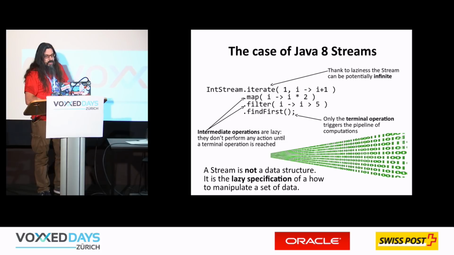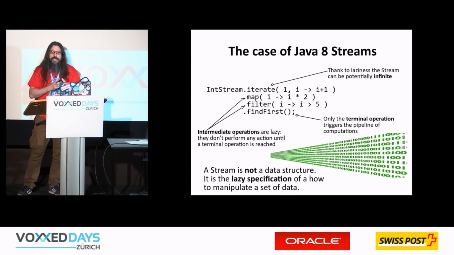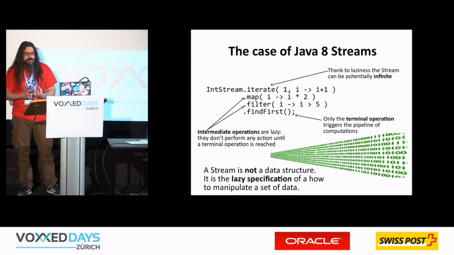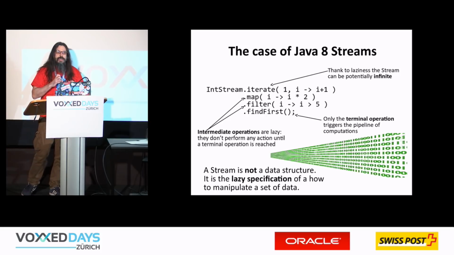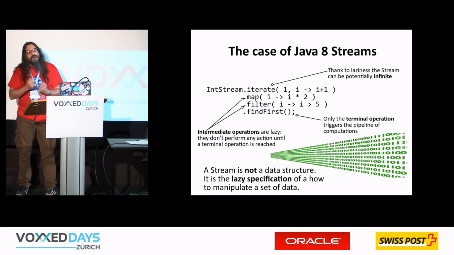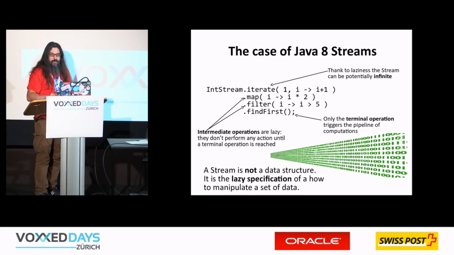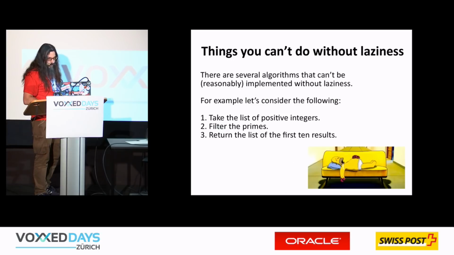So a stream is not, this is a very common mistake, a stream is not a data structure per se, okay? A stream eventually wraps a data structure, but what a stream is, is a lazy specification of how to manipulate that data structure that is wrapped by the stream.